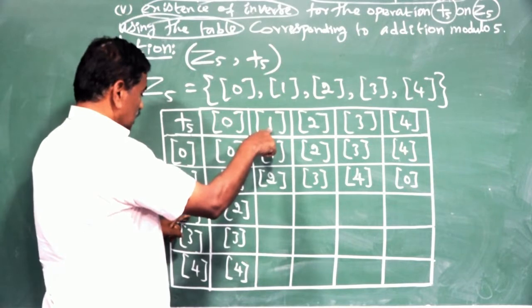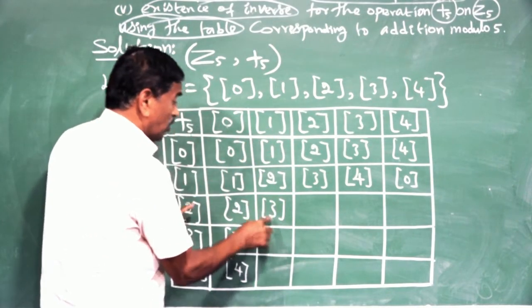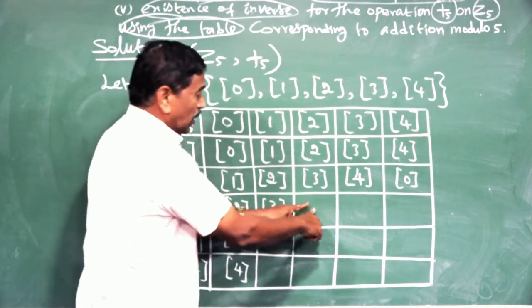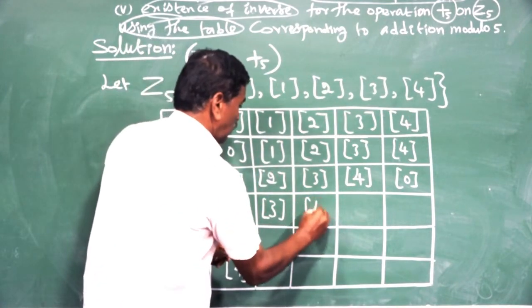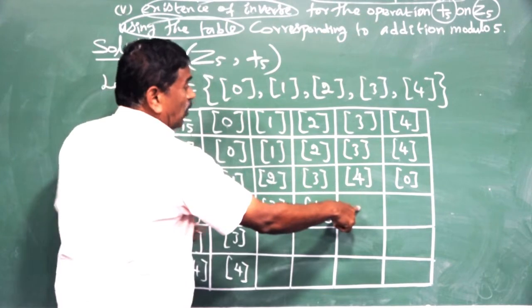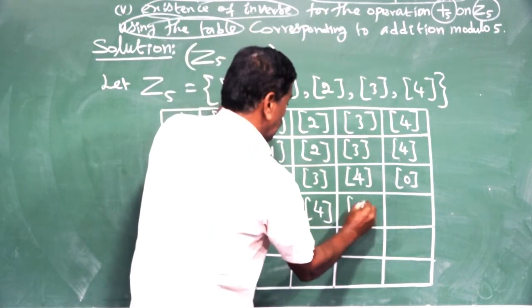Okay, come to this place. Say 2 plus 1 is equal to 3. Itself answer because 3 is less than 5. Next. 2 plus 2 equal to 4. Yes, 4 belongs to the set. Also less than 5. So 4. Next. Here 2 plus 3 is equal to 5. 5 minus 5, 0. 0 belongs to the set. 0 will be the answer.